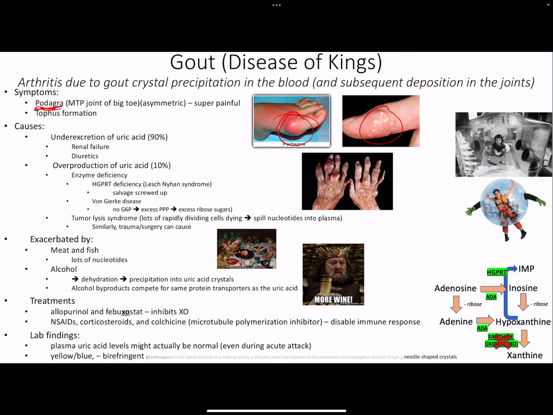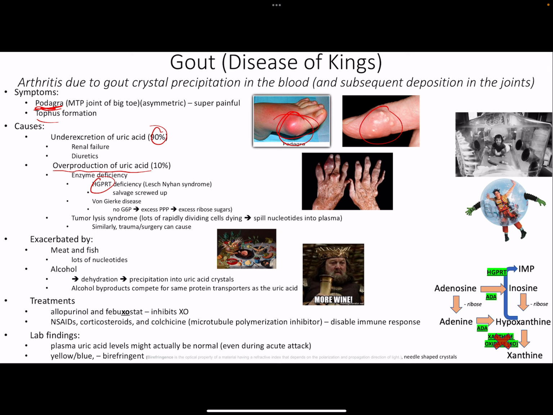You're also going to get what's called a tophus, where it's depositing in the skin, and you can see right there to develop. 90% of the causes is actually just the fact that you have an issue with your kidneys, or you're on diuretics, and so your body can't get rid of the uric acid the way that it normally does in the urine, and so it's just going to build up, clump together, deposit in joints, and cause a lot of pain. Could be the case though that you're overproducing. Less common, it could be the case. So HGPRT deficiency.